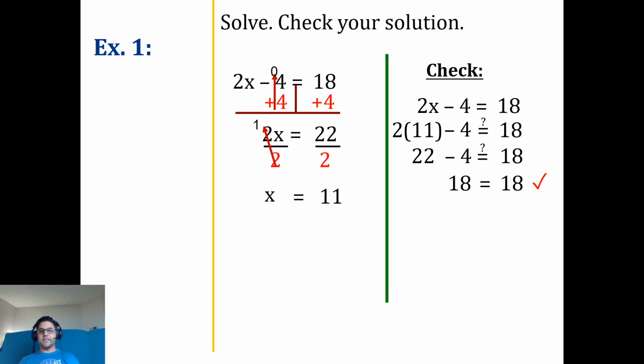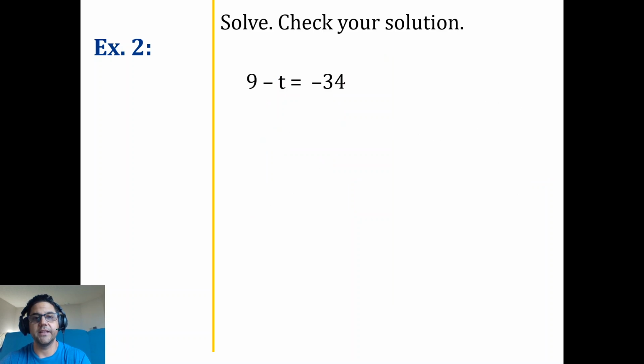Now the reason we talk about this is because sometimes students right here, they might do subtract 4, which again is wrong. But if they accidentally do subtract 4, then they would get a 14, and a 14 divided by 2 is a 7. So when they go to check it, 2 times 7 is 14. 14 subtract 4 would be 10. 10 does not equal 18. So again, the check is really important, especially when you're dealing with negative signs.